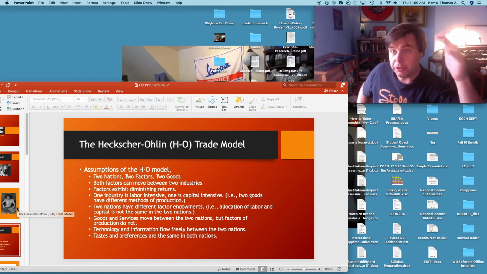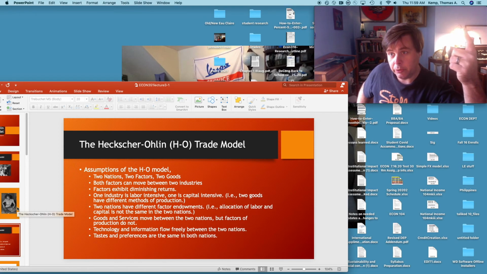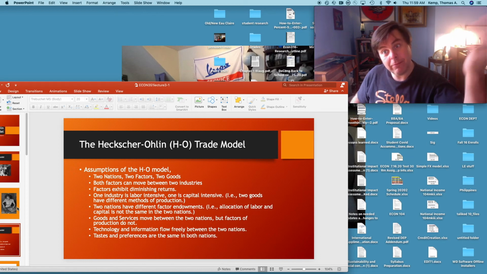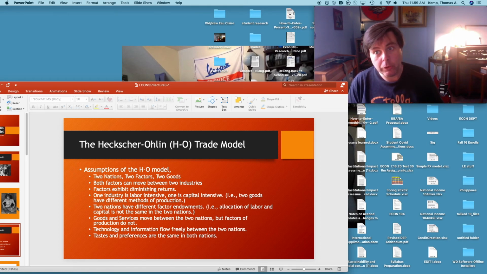So the assumptions of the Heckscher-Ohlin model: 2 nations, 2 factors, 2 goods. These are also sometimes called, so I've mentioned a lot of names, right? Heckscher-Ohlin, HO, standard model. They're also sometimes called 2 by 2 by 2 models, right? So if somebody says 2 by 2 by 2 trade model, they're talking about a Heckscher-Ohlin model. All right. We're going to assume that both factors can move between industries.